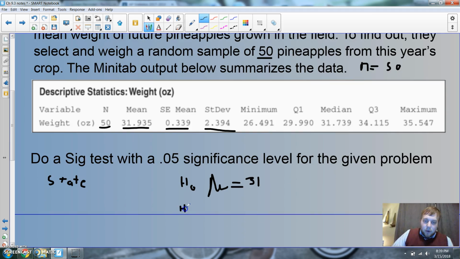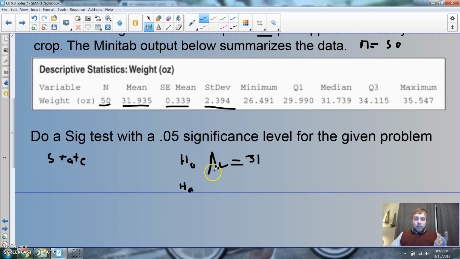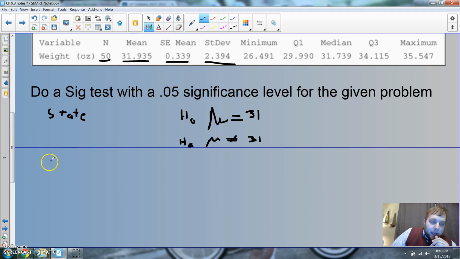This time, though, I want to see what the irrigation does. The irrigation system was installed in the field. Managers wonder whether this change will affect the mean weight of future pineapples grown in the field. We're just wondering if it will affect it, so it could be a higher increase or a lower one. So I'm going to say the mean is not equal to 31. I don't care if it's higher or lower. I just want to know if this irrigation changes it. So that's state, plan.